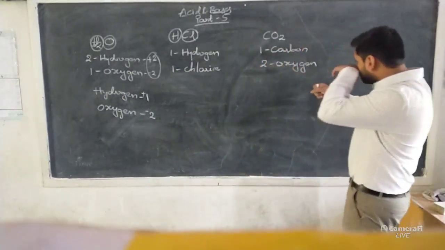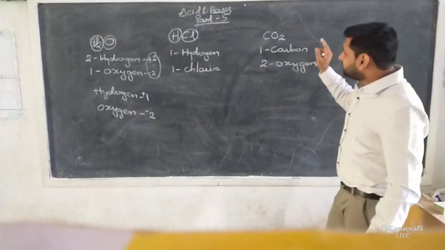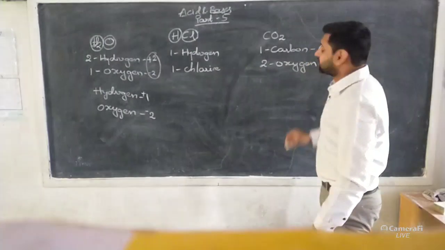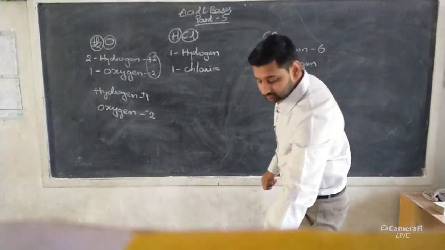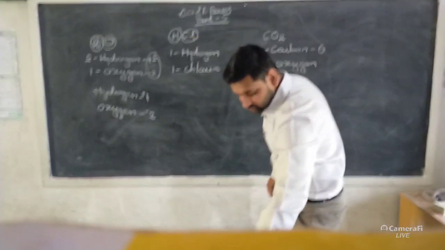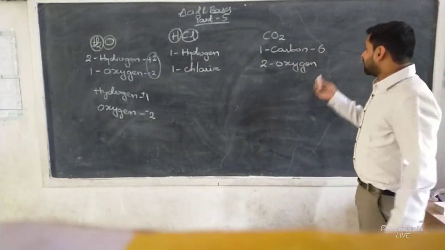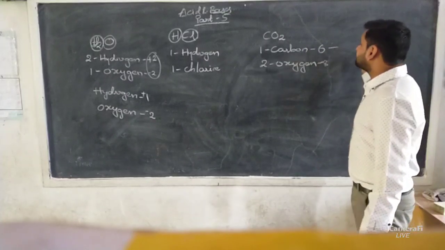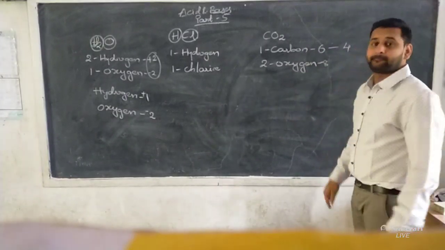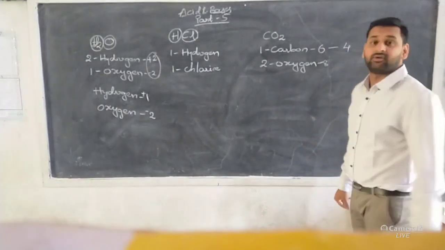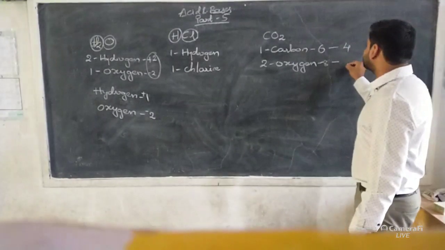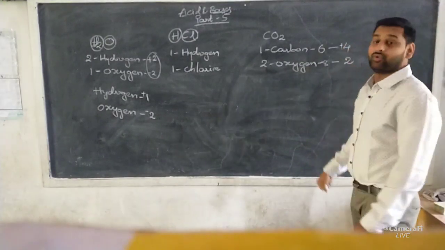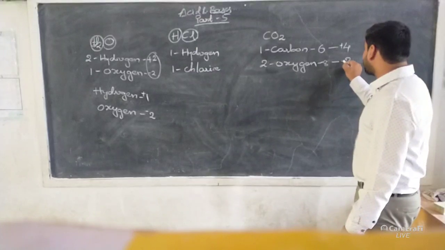Let's come to know about this. Carbon: carbon's atomic number is 6. We already know about that. Okay. And oxygen's atomic number is 8. Then the valency of carbon is 4. When you come to the valency of oxygen, we already know that is 2. Then carbon is plus 4, and oxygen is minus 2.